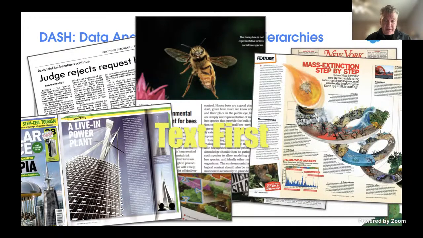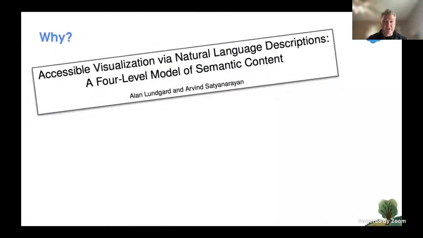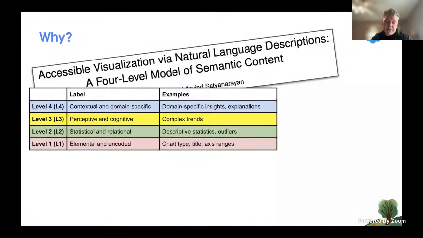We're in a $50 billion industry to help people see and understand their data, and yet we backseat people's demonstrably preferred information channel. So we can begin thinking about this by looking at Lundgard's paper about natural descriptions of data charts. In it, they create a semantic hierarchy where the lower levels describe the structure of the chart, the middle levels describe what the data looks like, and the top level puts it all into context. It brings in domain knowledge and helps you understand what the data is telling you.